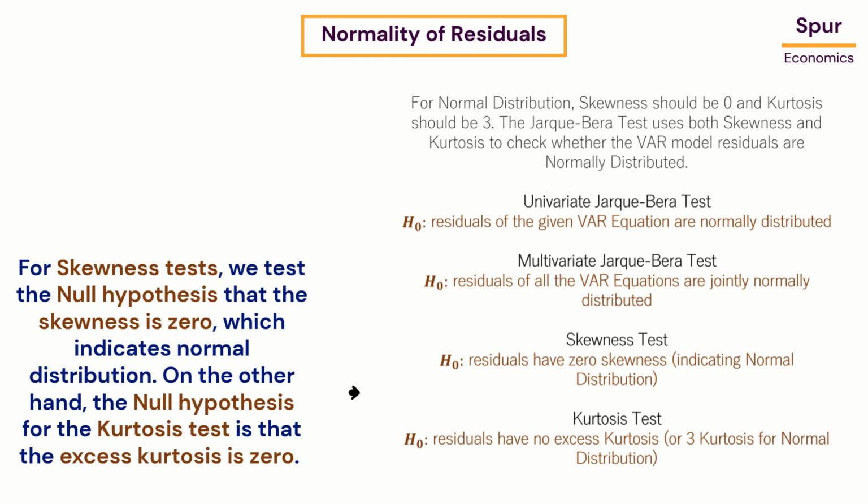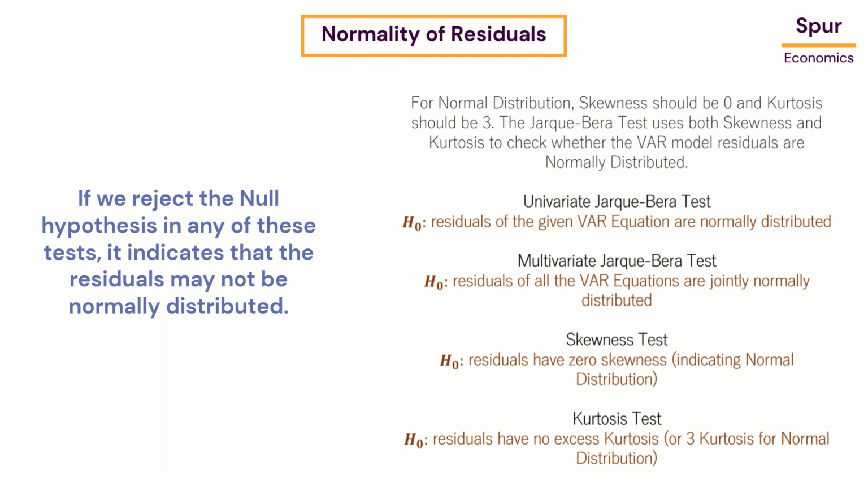For skewness tests, we test the null hypothesis that the skewness is 0, which indicates normal distribution. On the other hand, the null hypothesis for the kurtosis test is that the excess kurtosis is 0. If we reject the null hypothesis in any of these tests, it indicates that the residuals may not be normally distributed.